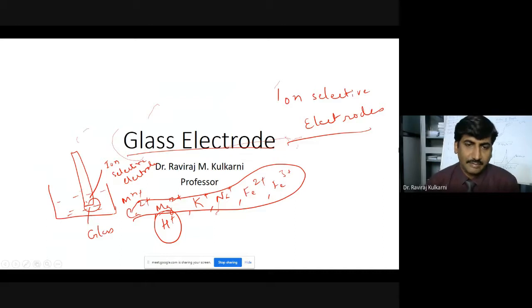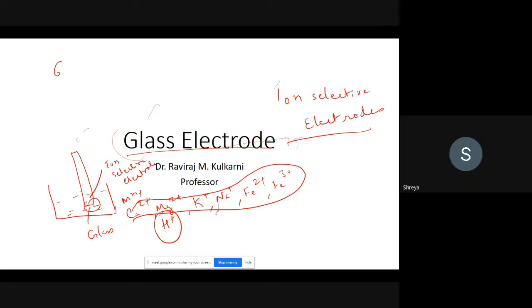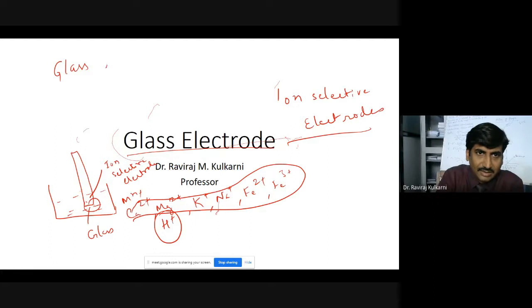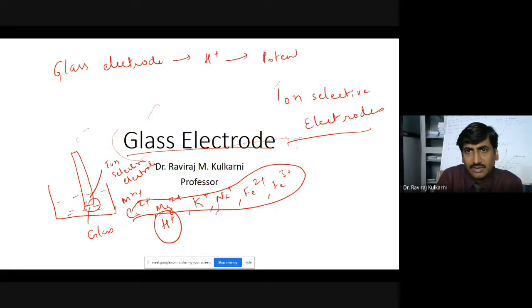So I'm discussing today the ion selective electrodes. Basically, for your syllabus, it is the glass electrode. Glass electrode, which selectively responds to what? H plus ions. Yes, H plus ions. Glass electrode selectively responds to H plus ions and develops potential with respect to H plus ions. And that developed potential is proportional to the concentration of H plus ions.